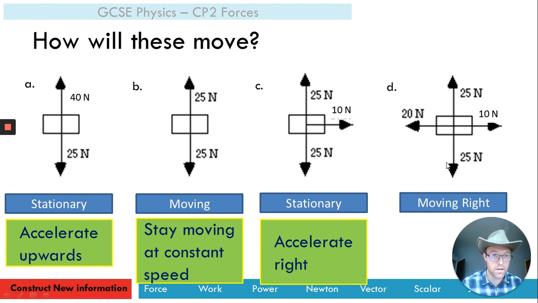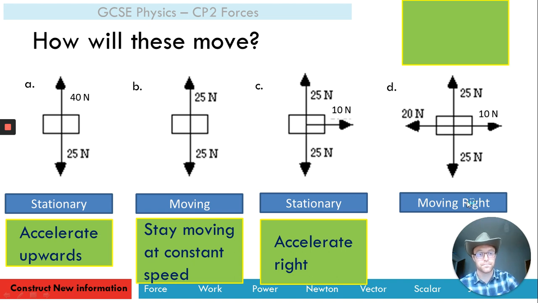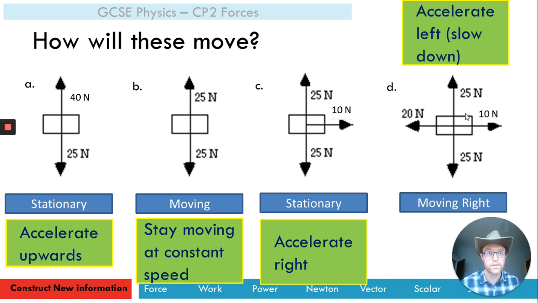D. The forces acting in a vertical direction, we've got 25 newtons up, 25 newtons down. They balance, so they will add to 0. It has a larger force acting to the left, 20 newtons, than it has acting to the right, which is 10 newtons. So if we add these forces acting in a horizontal direction, there will be a resultant force acting to the left. The object is currently moving to the right. What will it do? It will accelerate to the left. Now, this gets a bit complicated. Because it's moving to the right already, by accelerating to the left, it will in fact be slowing down.